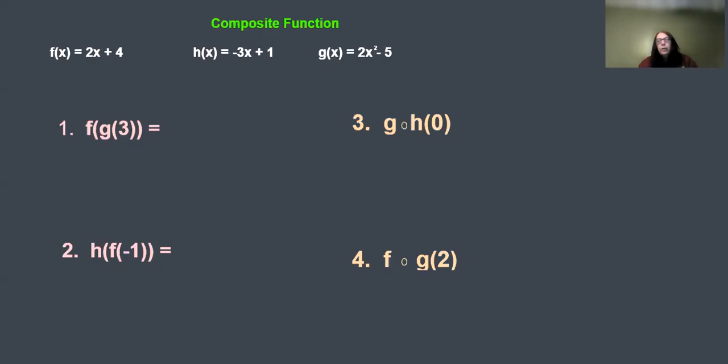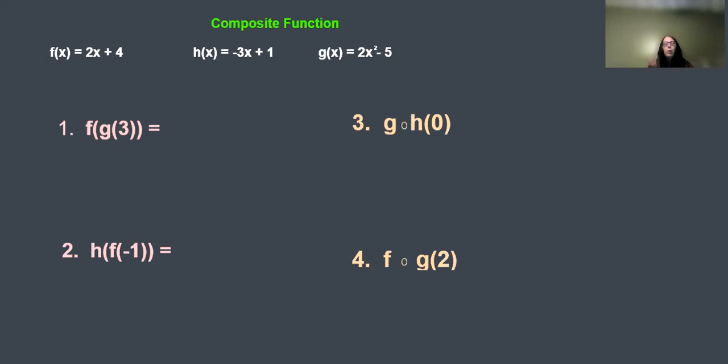So today we're going to take a look at composite functions. So we're working with two functions at a time. Let's take a look at our functions we're working with. We have f of x equals 2 times x plus 4, h of x equals -3 times x plus 1, and g of x equals 2 times x squared minus 5.